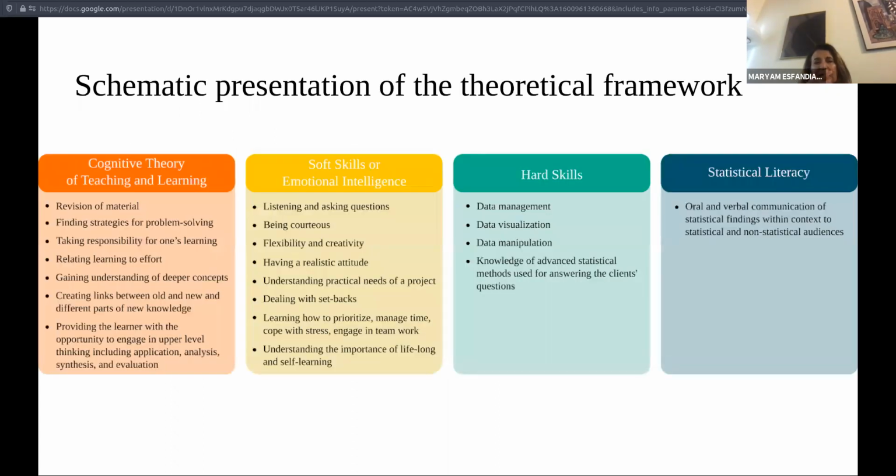The model, next slide, please, is based on these three dimensions that you see here: cognitive theory, hard and soft skills, as well as statistical literacy. This is the basis of our work, and our teaching is based on all these different dimensions. I think it's important that we have a theory behind whatever we're going to talk about. I'm not going to go over everything in this schematic, because we'll talk about all these different dimensions as we go through. Next, please.